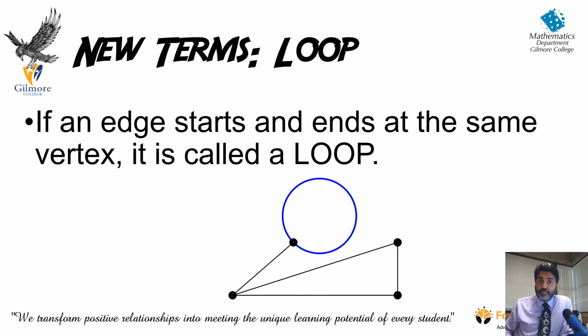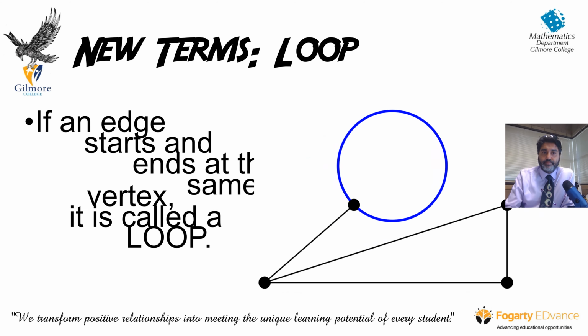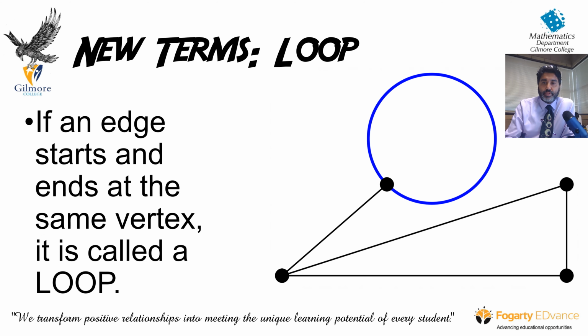A new term that you need to get familiar with is a loop. If an edge starts and ends at the same vertex, so here, this particular thing, that's another loop there, it's basically called a loop. It's basically a circle. And there it is there, just a little bit bigger.